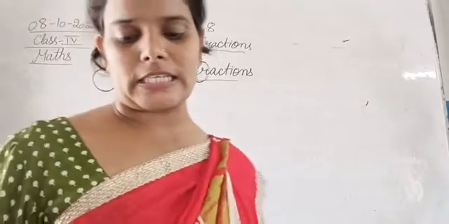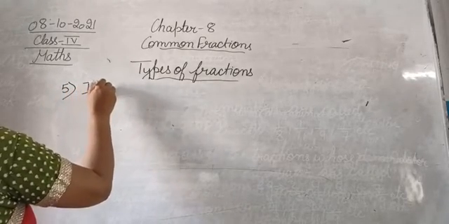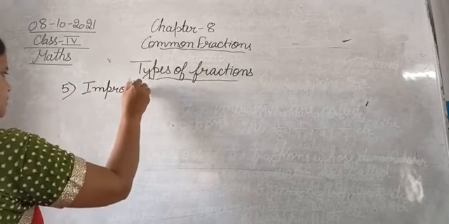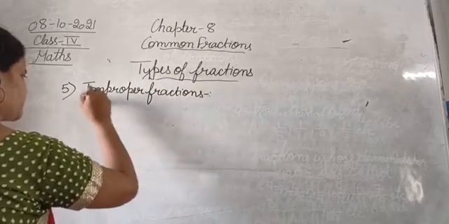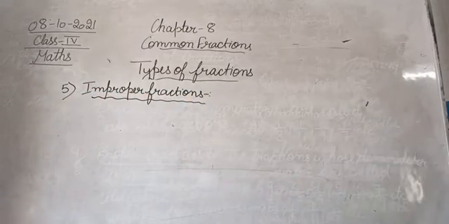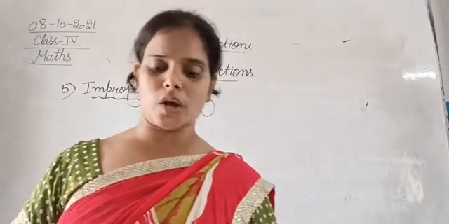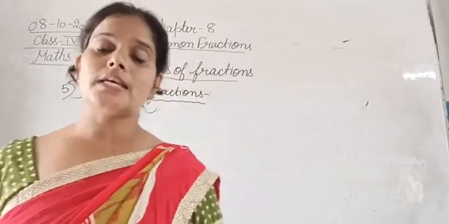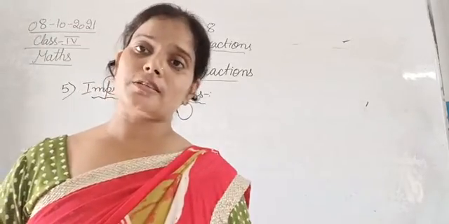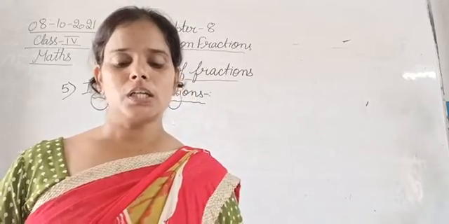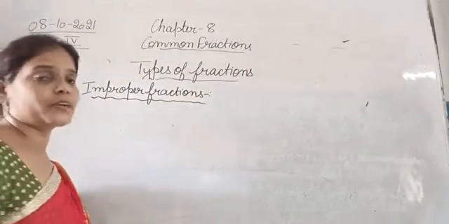The fifth type of fraction is improper fractions. Now what are improper fractions? A fraction whose denominator is less than its numerator is called an improper fraction. So देखिए proper क्या, जिसके denominator numerator से बड़े होते हैं, and similarly जिसके numerator denominator से बड़े होंगे, you can say the denominator is smaller than the numerator, they are known as improper fractions.